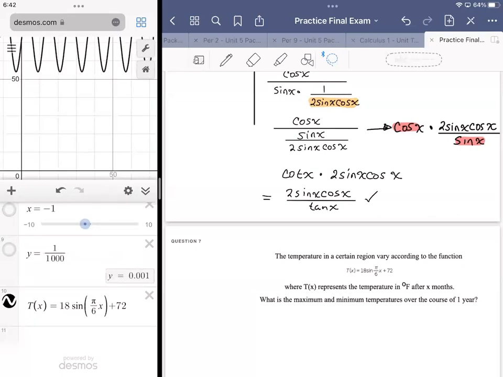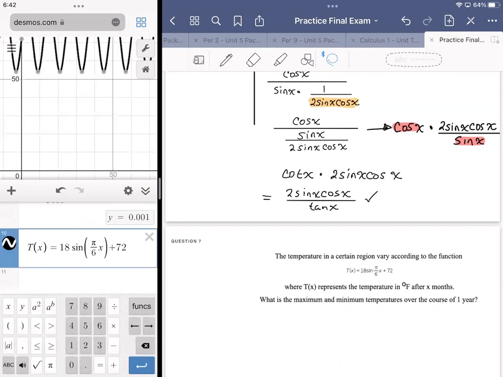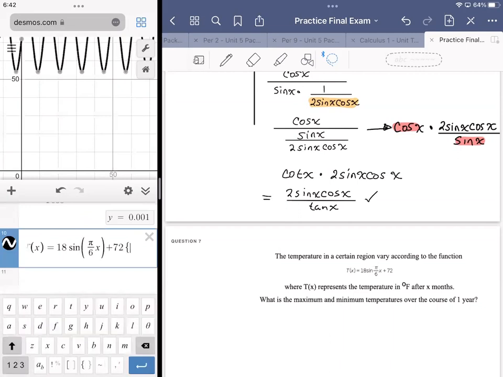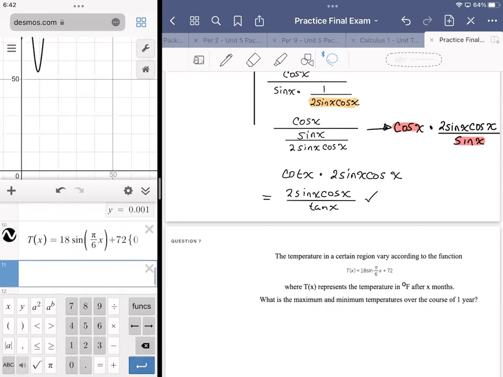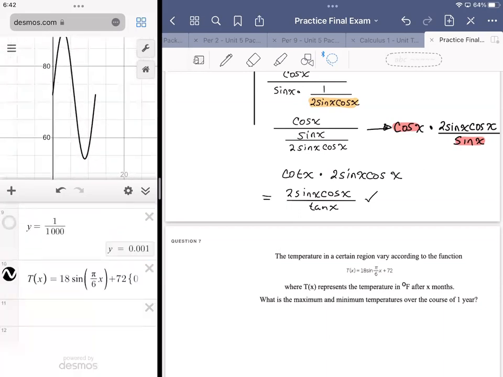What is the maximum and minimum temperatures over the course of 1 year? All right, so x is in months. So I would truncate my graph by restricting the domain. So 0 less than or equal to x less than or equal to 12. And only look at that piece.